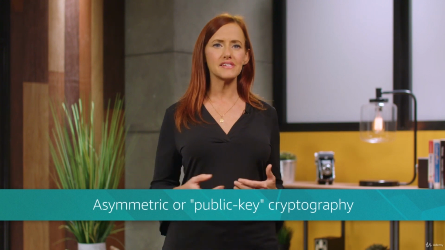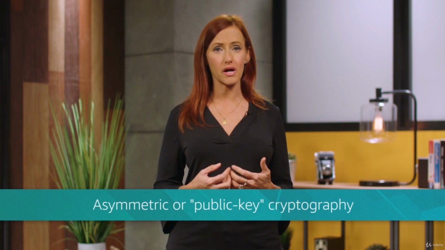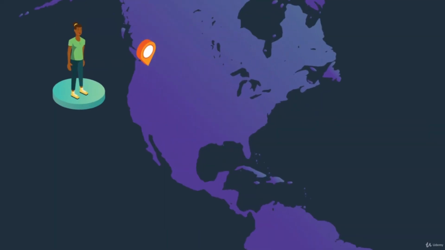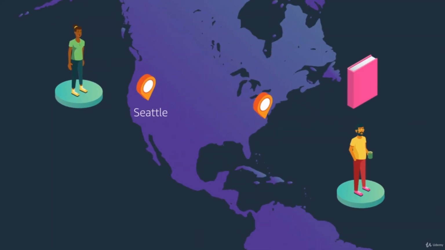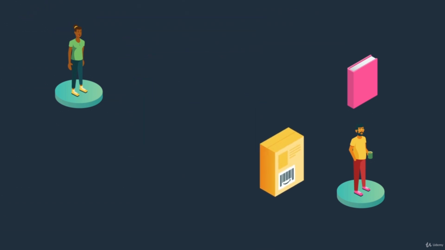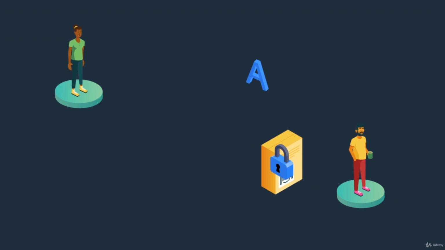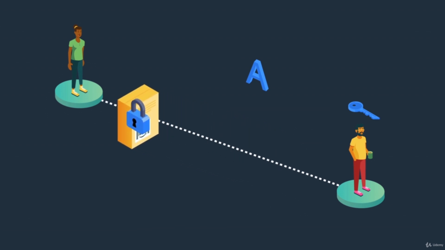Now let's see how asymmetric or public key cryptography works. Let's say I need my husband to send my passport while I'm in Seattle. I'm in Seattle, but my passport's in Virginia. He needs to ship it to me in a locked box. He puts my passport in his lockbox and he locks the box with lock A. He will keep the key for lock A with him. He sends the box via a courier to me. It's locked and he has the key. I can't unlock it because I don't have his key.